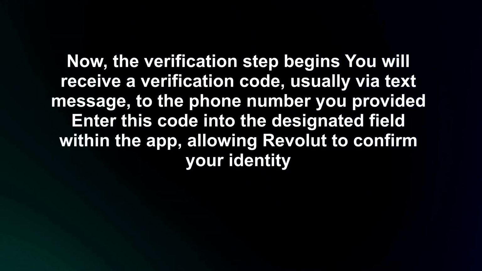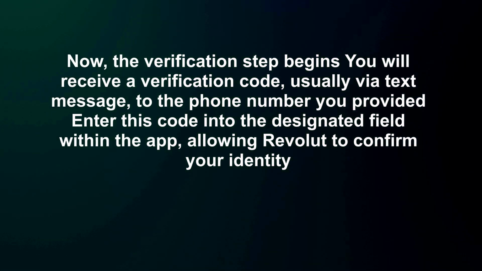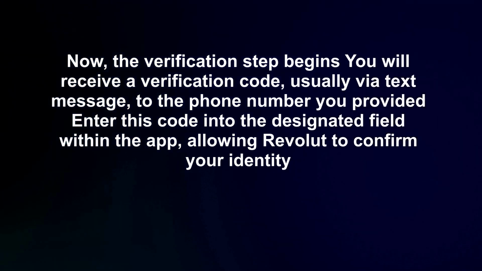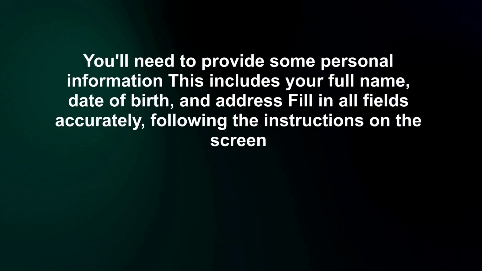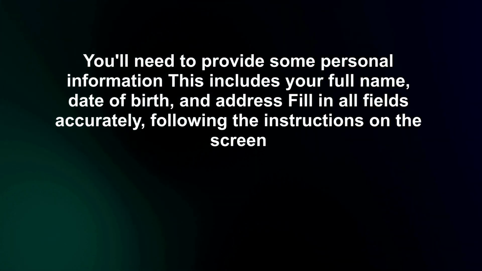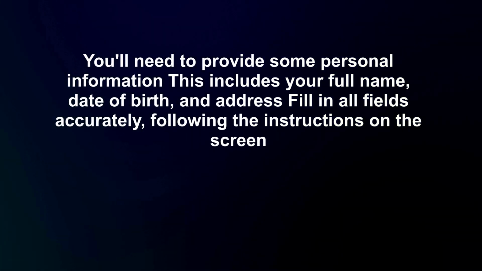Now, the verification step begins. You will receive a verification code, usually via text message, to the phone number you provided. Enter this code into the designated field within the app, allowing Revolut to confirm your identity. You'll need to provide some personal information. This includes your full name, date of birth, and address. Fill in all fields accurately, following the instructions on the screen.